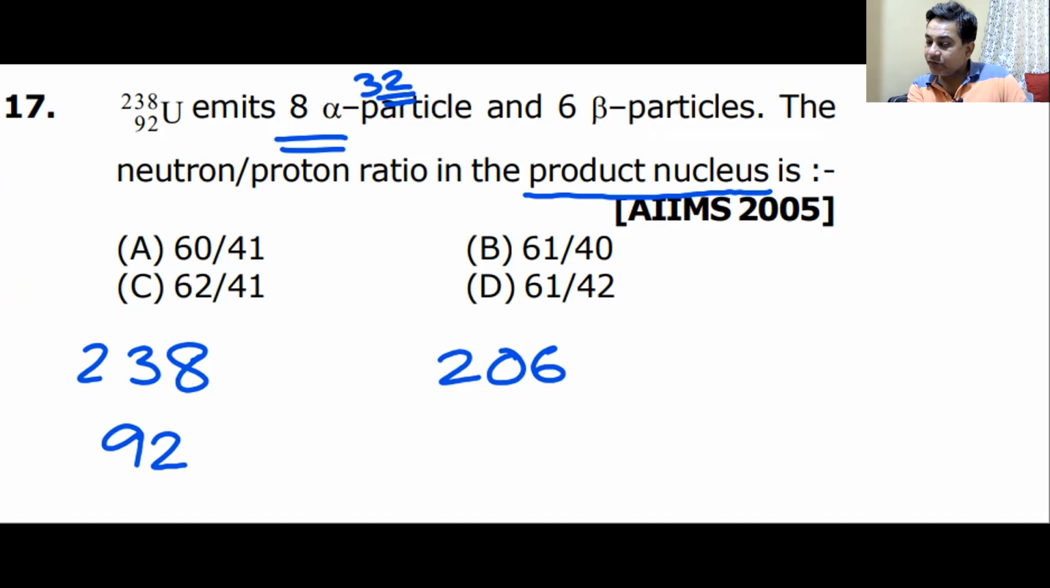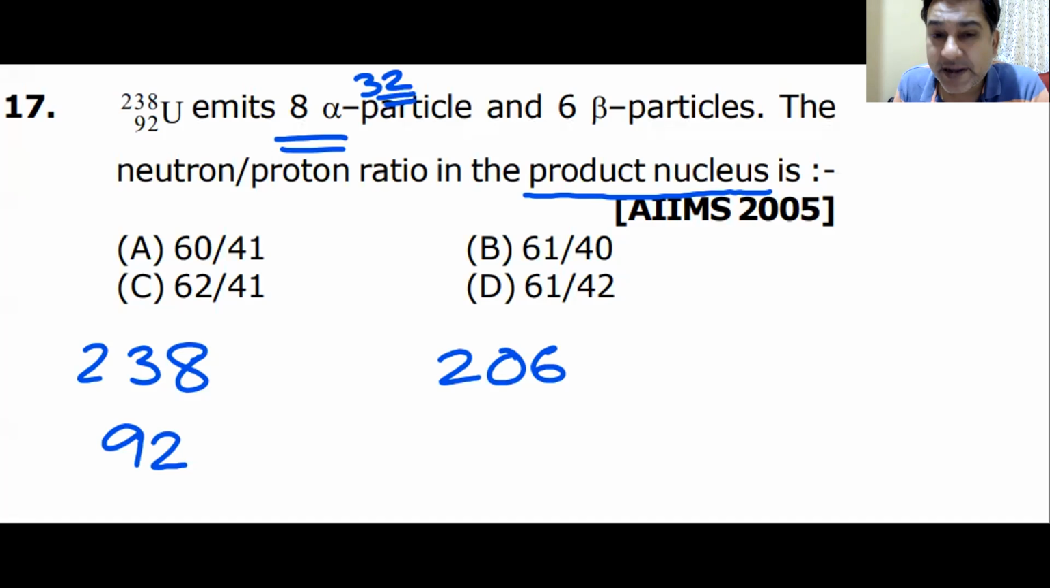I hope you are not getting confused. See, that is the problem. If you don't remember it, you will get confused. In beta negative, mass number remains same and the atomic number increases by 1. Yes or no? Now, can you give me the answer for this one?